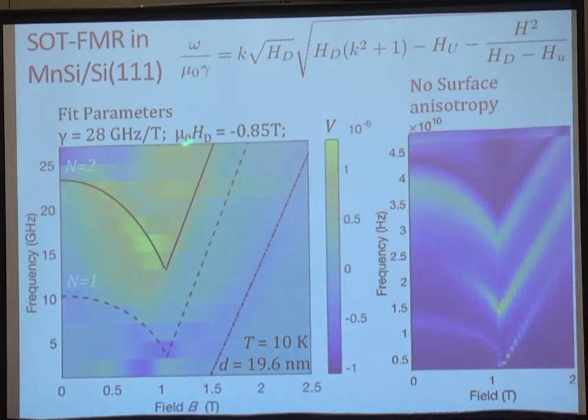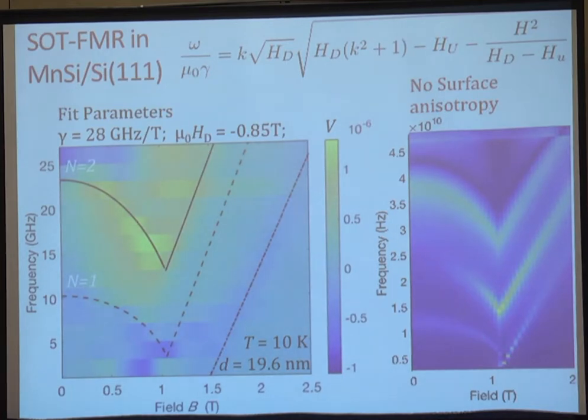So here you see what looks like the n equals 2 ferromagnetic resonance mode, but it looks to be absent for the n equals 1 mode. And if you look carefully here, this mode has shifted over here to higher fields. So this puzzled us for a while.